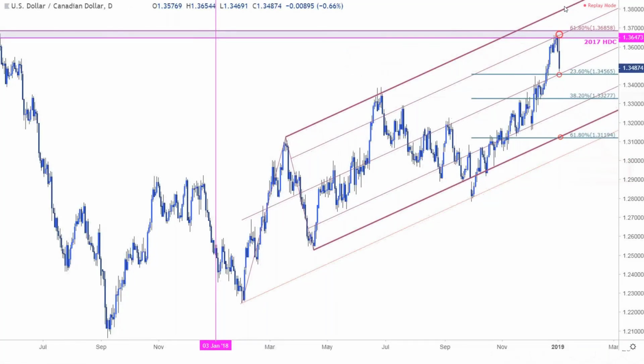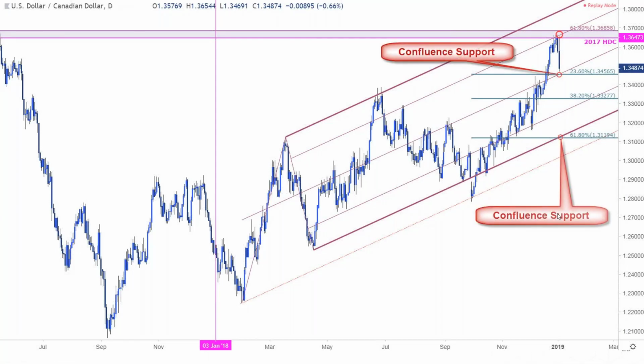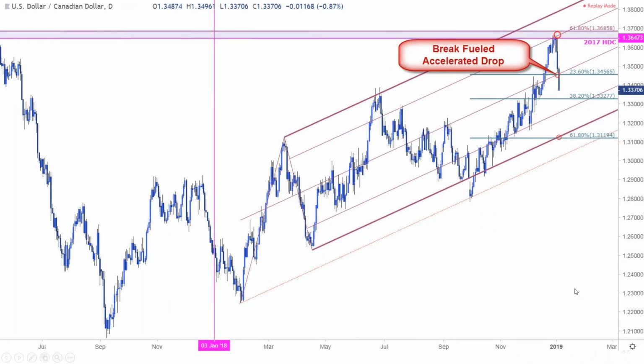Well, that was actually a really nice area to play the pullback. Where's your first area of support? Well, that's simple. It's at the 236 retracement, the first zone. Like I said, I'm not a big fan of 236s, but wait a second. When the 236 converges on the median line, you've got another confluence support zone. If we break 34.56, looking for the move lower into 33.27. There was the break. It was an accelerated drop because, again, it was a confluence zone just like this was.